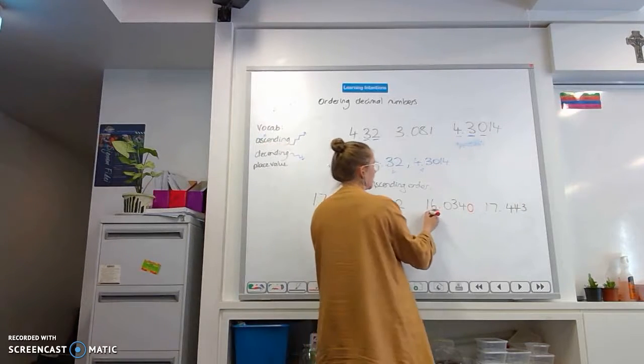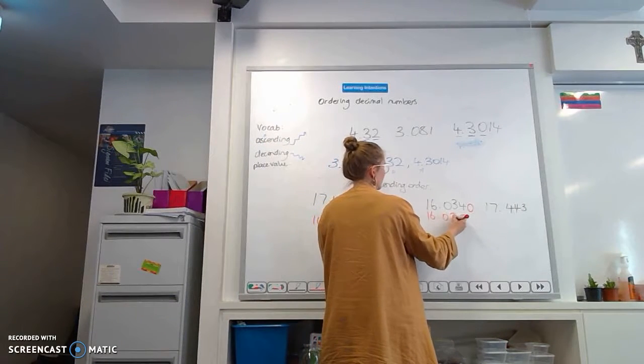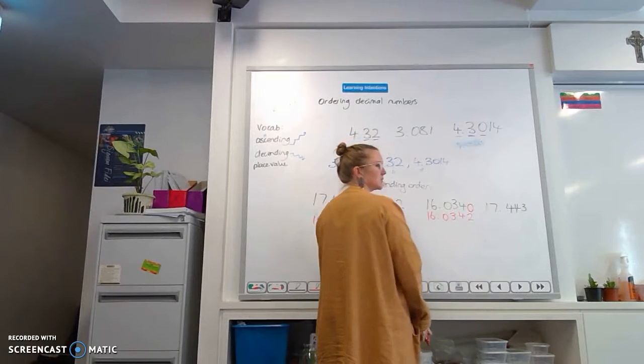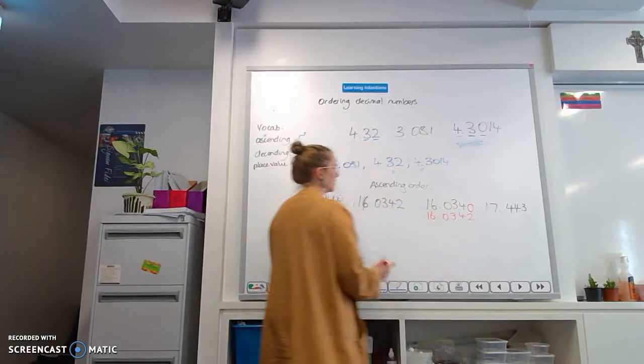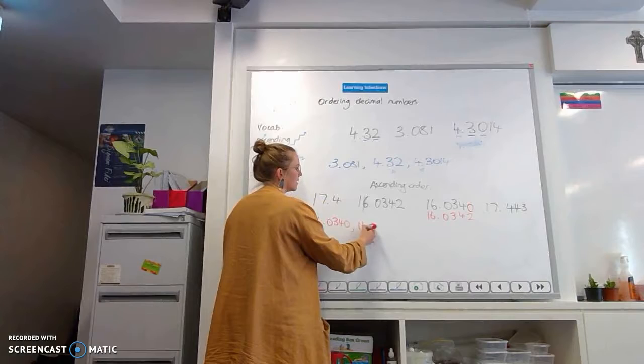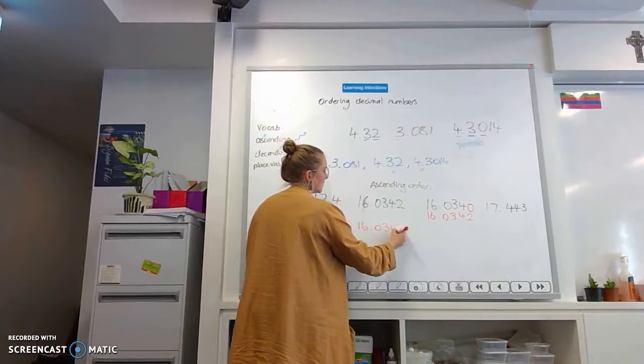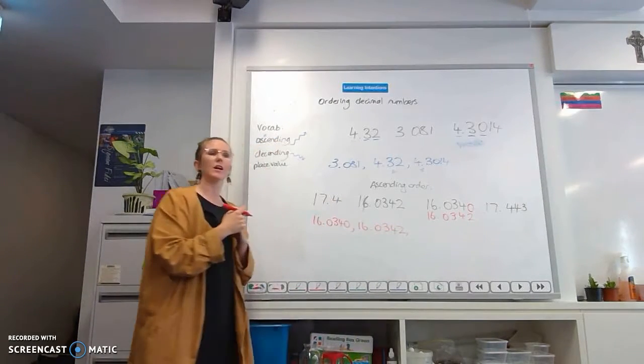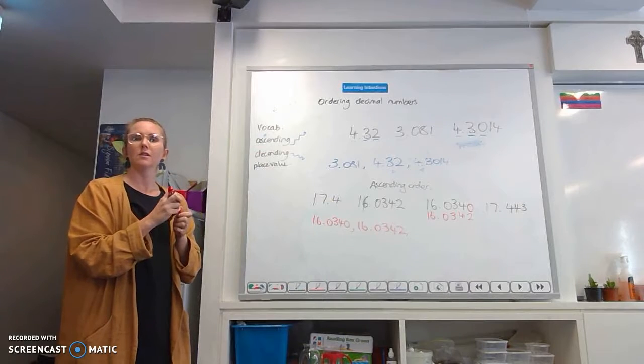I'll write this one underneath. Ready? Which one is smallest? Yeah. Cool. Okay, so the next one along. Alright, what's the third largest? 17.4.